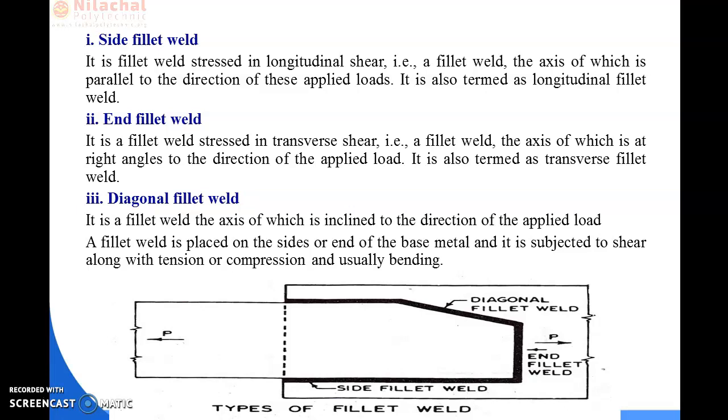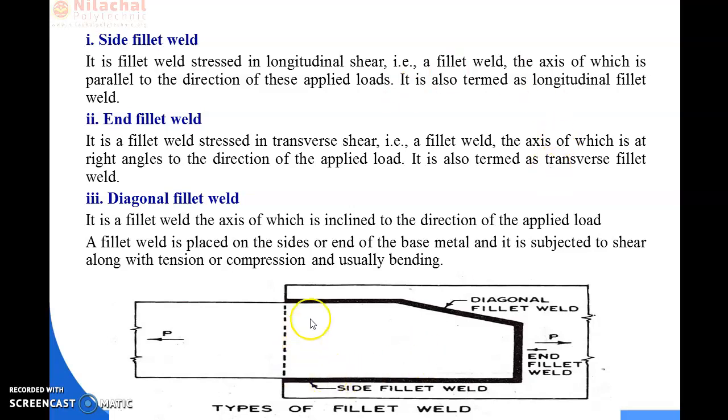That means when the weld is stressed in longitudinal shear, that means a weld whose axis is parallel to the direction of the applied load, this kind of fillet weld is known as side fillet weld, or it is also known as longitudinal fillet weld.